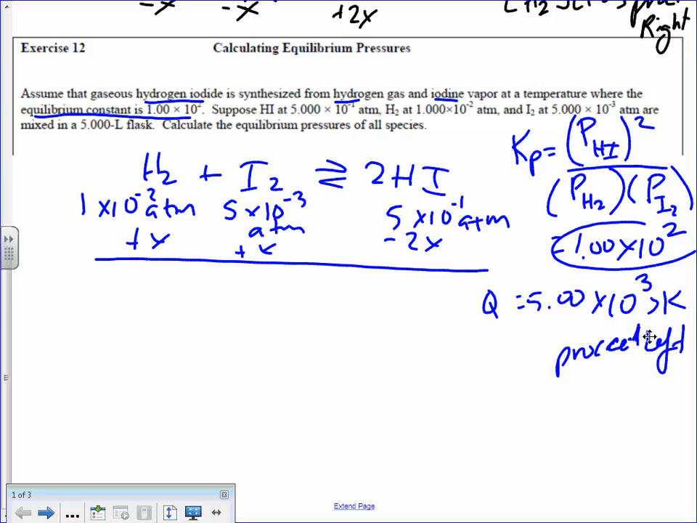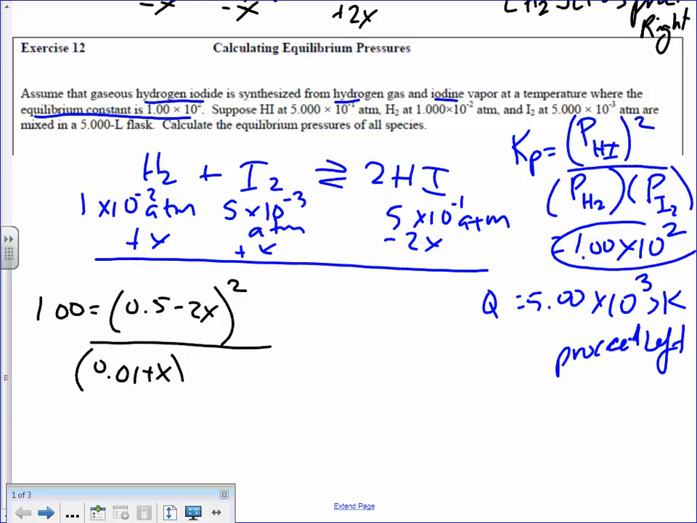And then when you start to plug into your K expression, I'm just going to write this as 100 is equal to the partial pressures. So 0.5 atmospheres, I don't really need to write atmospheres. So this is 0.5 minus 2x squared over 0.01 plus x, 0.005 plus x. I'm just showing you different representations. It's the same thing. What do you want to do to solve for x mathematically?